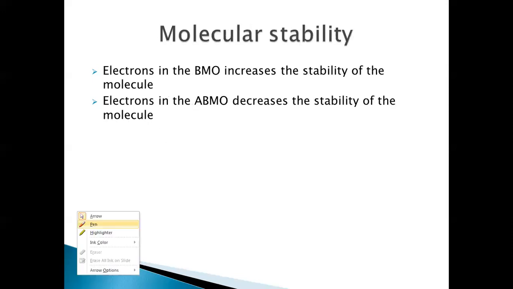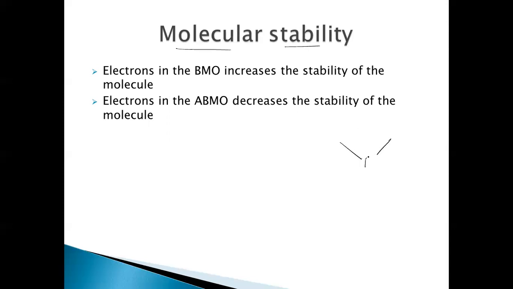Okay, so next is molecular stability. The molecular stability can be understood with reference to the bond order. We have already seen that the electrons entering into the bonding molecular orbital, that is the lower energy level, result in the formation of BMO and ABMO. For example, I'm taking hydrogen here, H and H. It results in the formation of two molecular orbitals, that is BMO and ABMO.